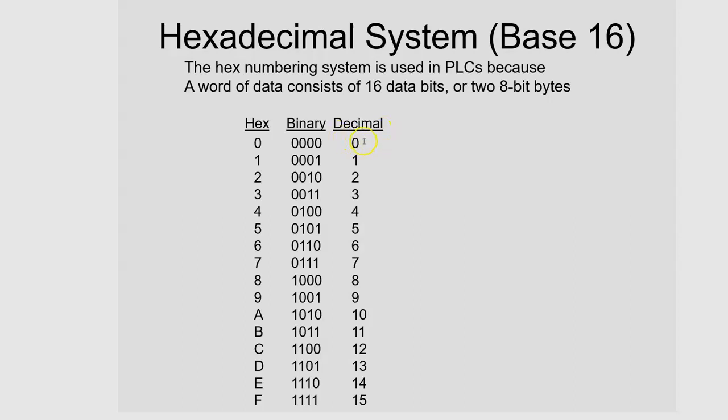But look at this. If I go from 0 all the way up to 15 in decimal, I run out of symbols, because decimal is only good for 0 through 9. There's 10 symbols, 0 through 9. So once I run out of symbols, I have to start repeating. Well, I don't want to have to do that over here. I want a one-to-one relationship between a symbol and its decimal equivalent.